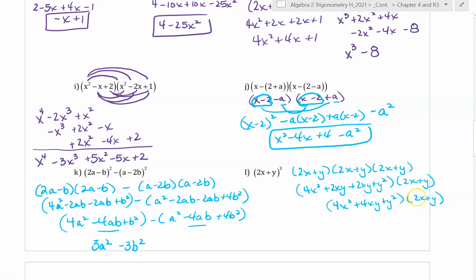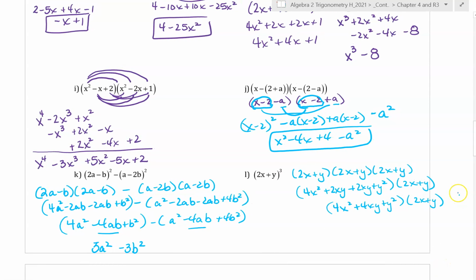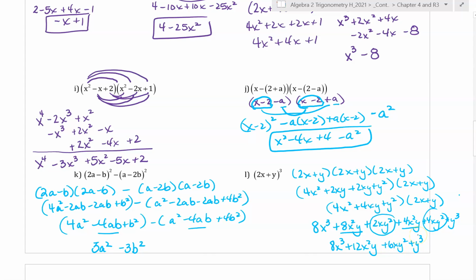So pause the video and distribute 2x times each term in the trinomial and y. Multiply y by each term in the trinomial. Give it a try. Okay, hopefully you distribute your 2x and your y and you end up with this expression. And so now we're going to look for like terms. I have 8x cubed. And notice the variables have to be the same. So I have 8x squared y and 4x squared y. So that's 12x squared y. I have 2xy squared and 4xy squared. So that's 6xy squared. And we have y cubed.